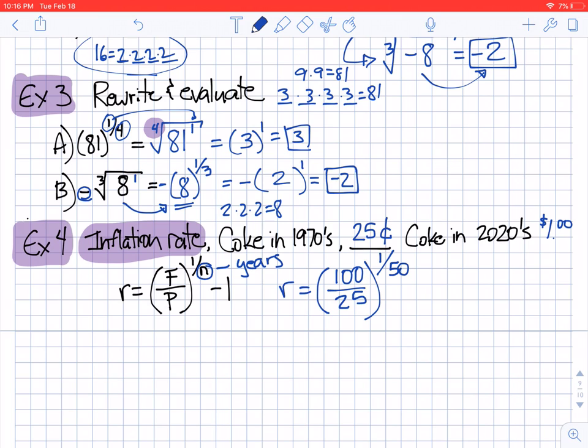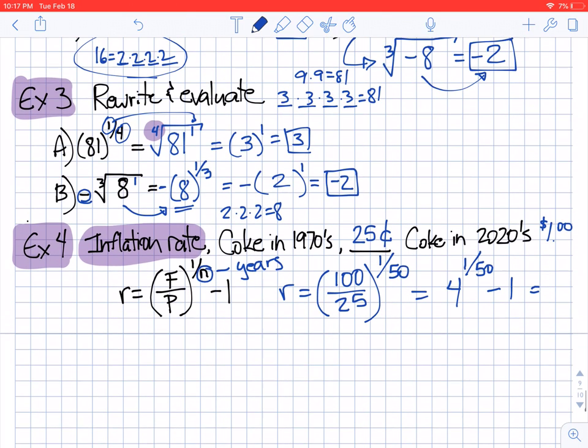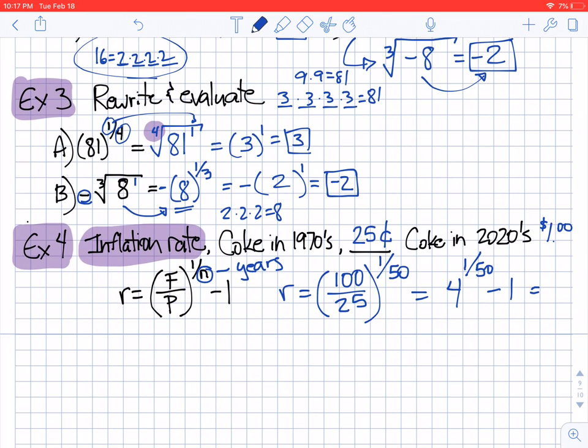And we're going to do this on a calculator. I have no idea what the answer to that is, but 4 to the 1/50th power, which is the 50th root of 4. And then from that, I have to subtract 1. I can't forget that. So we subtract 1 in both cases. All right. Well, again, I don't have a calculator on me handy, so I can't calculate that.